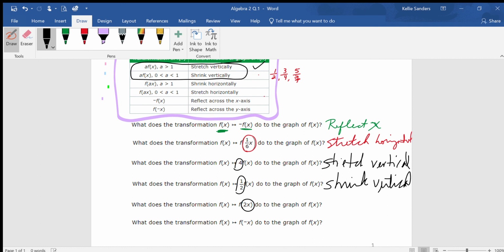The 2 is on the inside with x, and 2 is bigger than 1. So what happens? We're going to shrink horizontal. And the negative is just with the x, so we're going to reflect about y.